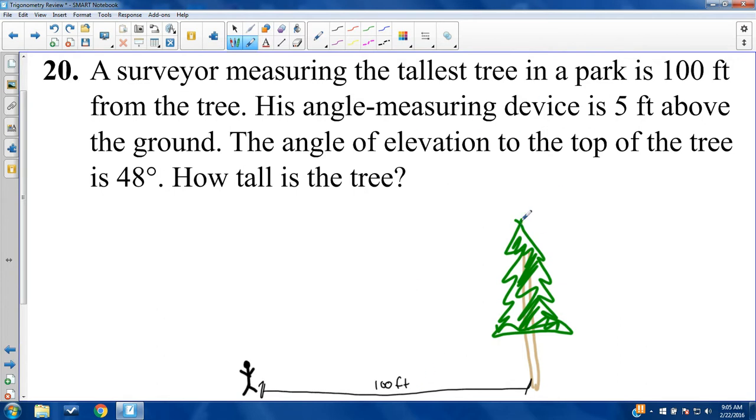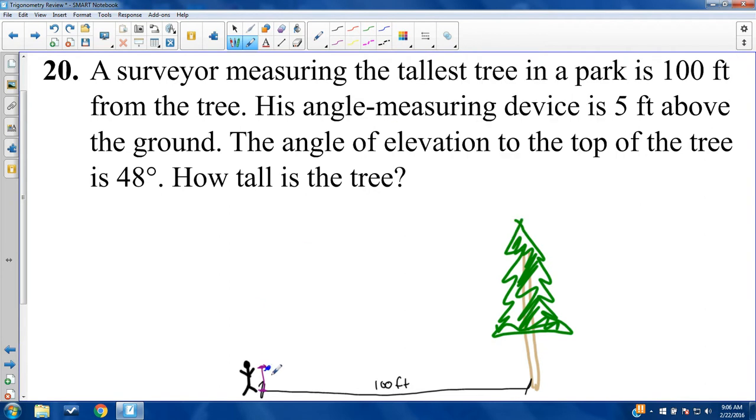Apparently this is the tallest tree in the park. His angle measuring device is 5 feet above the ground. The angle of elevation to the top of the tree is 48 degrees. How tall is the tree? I guess the only thing that they could have done better with this problem is recognize that the measuring device is technically probably 100 feet from the tree. Because if he's 100 feet from the tree and the measuring device is even a foot closer, then that would only be 99 feet from the tree.